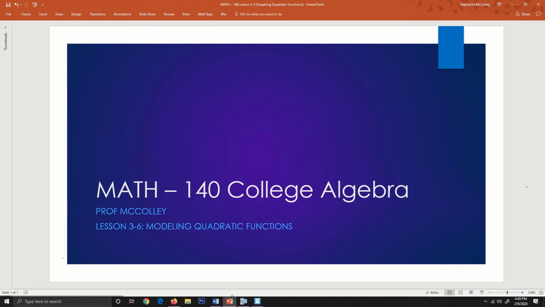Okay, good day. This is Math 140 College Algebra. I'm Professor McCulley. This is lesson 3.6 on modeling quadratic functions.